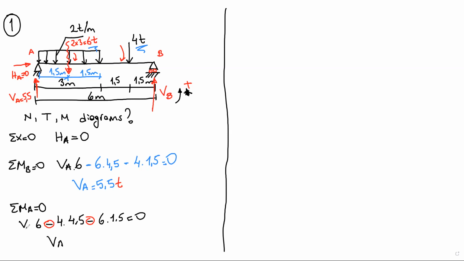Vertical B. Because we are using this one. And also, vertical B. Okay. Now, we have just calculated the vertical B, which is 4.5.